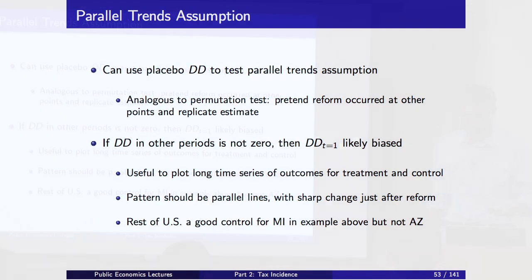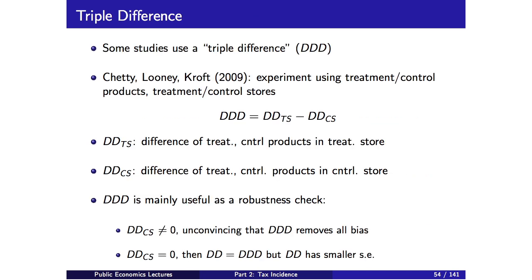Okay, so that's the basic idea. We use the placebo DD to test the parallel trends assumption. It's analogous to the permutation test that we described in the last lecture, as I was just saying. You're essentially pretending that the reform occurred at other points and replicating the estimate visually, if not numerically. Now, this just reviews what I was just saying. If the DD in the other periods is not 0, then the DD at the time you're looking at, t equals 1, the treatment is likely to be biased. And so it's useful to plot the long time series, et cetera.